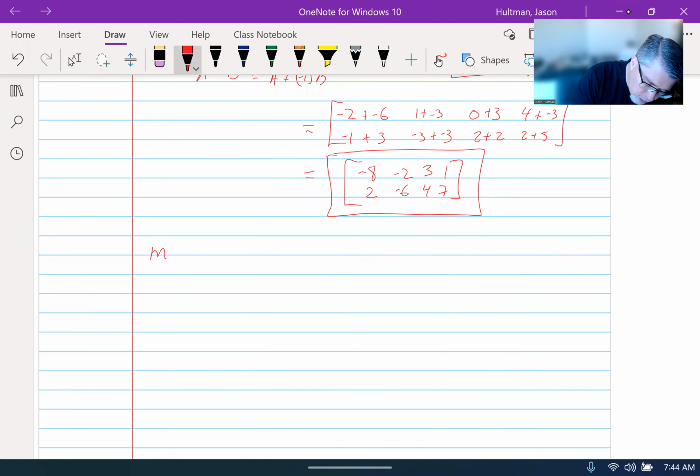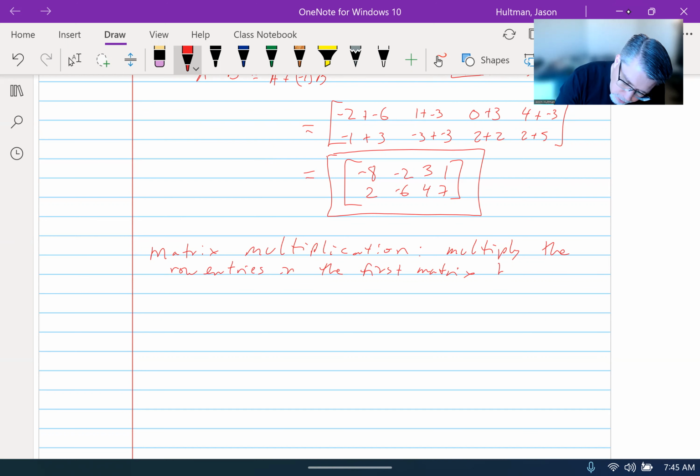Okay. Matrix multiplication works a little differently. We multiply row entries in the first matrix by the column entries in the second matrix and sum the results for each corresponding entry.